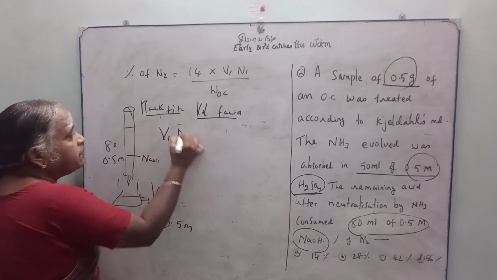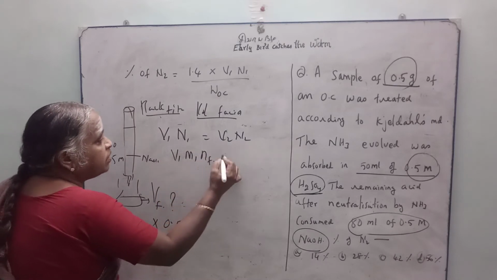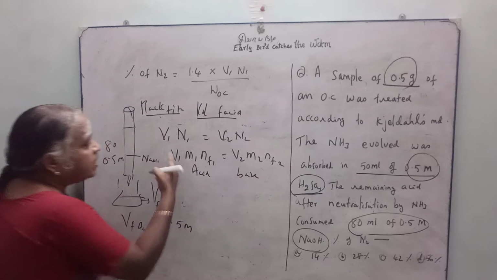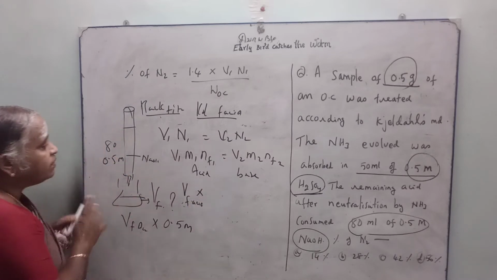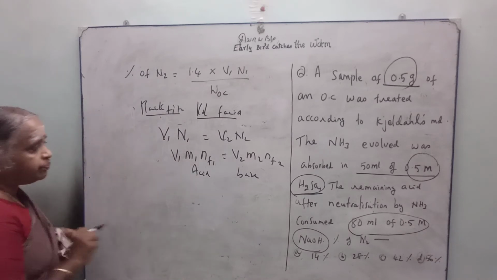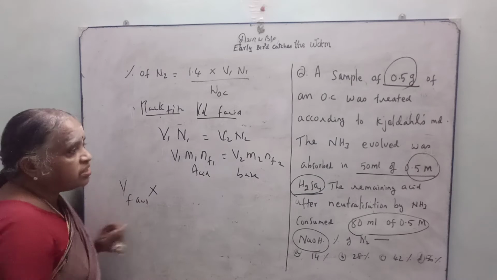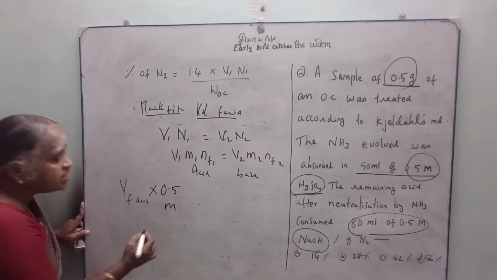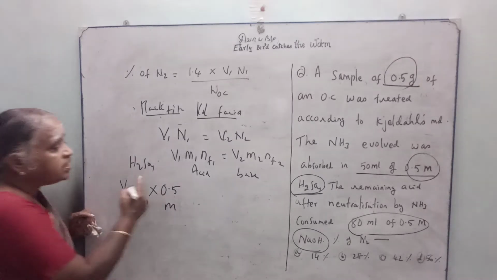What is the volumetric principle? V1N1 equals V2N2. Instead, you can write V1 M1 and N factor 1 equals V2 M2 and N factor 2. This is the base side. Now let us substitute one by one. The volume of free acid is required, into the molarity of the acid. The conical flask has molarity 0.1, and the acid taken is H2SO4. The N factor means the number of replaceable hydrogens, which is 2.